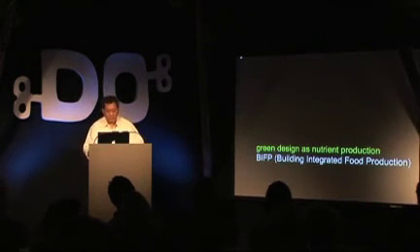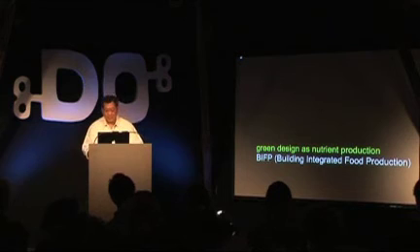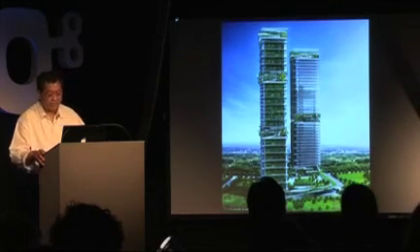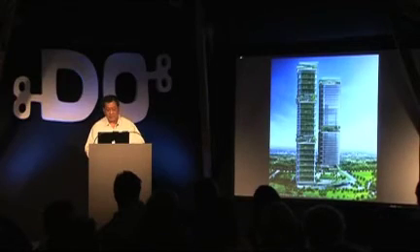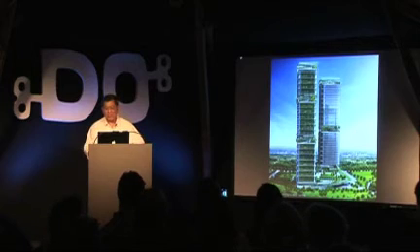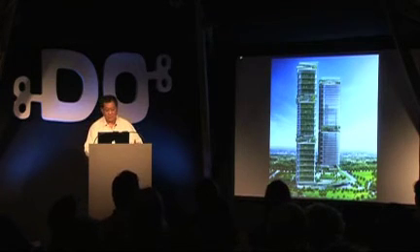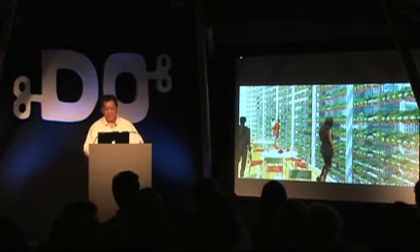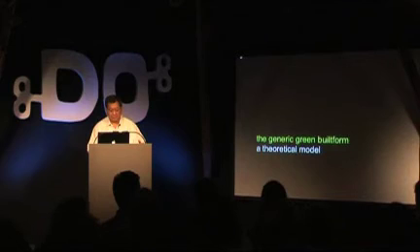Right now, we're looking into food production and green design as a new production. And I call this BIFP, which is Building Integrated Food Production. This is a tower that we've done for one of the richest people in Malaysia, and he is into food production. And so he said, I want a green facade. And he said, well, make it productive. So we put the food growing device on the two sides of the building. And this is what it would look like on the inside, where you could grow food in the building.